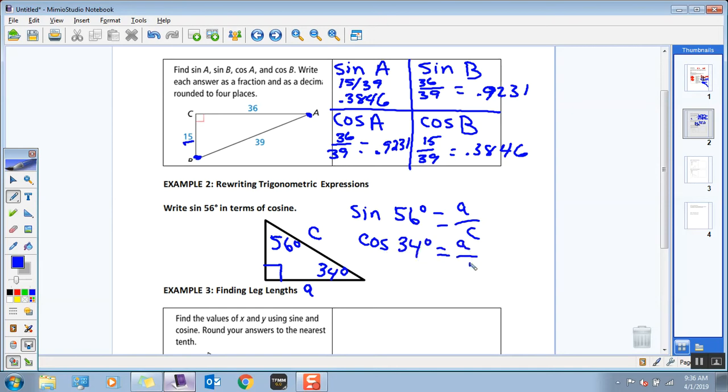Let me make this very simple on you. If I say, hey, what's the sine of 60? How much more is 60 to make 90? So the sine of 60 is going to be exactly the same as the cosine of 30. So here's one for you.